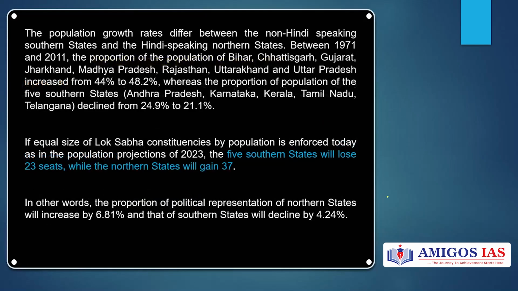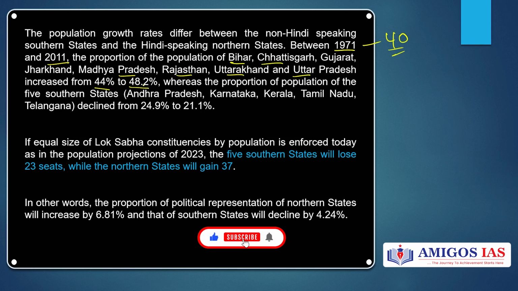Fine. So next one. Now what happens here is, in the non-Hindi speaking southern states and Hindi speaking northern states, what is the change in the population proportion? So if I see 1971 to 2011, it is about 40 years. In the last 40 years, if we see Bihar, Chhattisgarh, Gujarat, Madhya Pradesh, Rajasthan, Uttarakhand, Uttar Pradesh, northern states, their population has increased from 44% to 48.2%. Whereas southern states like AP, Telangana, Kerala, Karnataka, Tamil Nadu, their population decreased, the growth rate decreased from 24.9 percentage to 21.1. That means northern states have increased the population proportion, southern states have decreased.